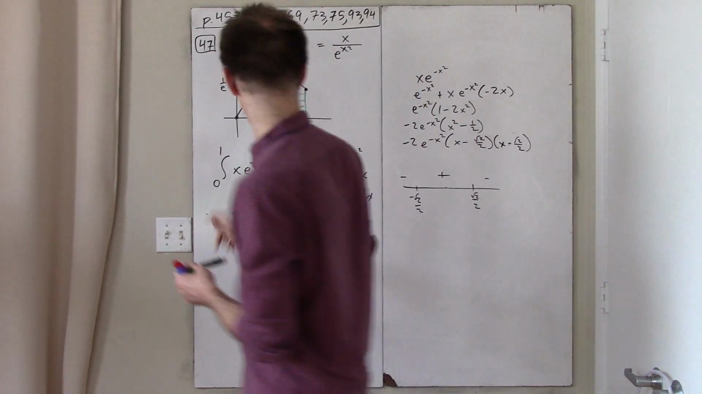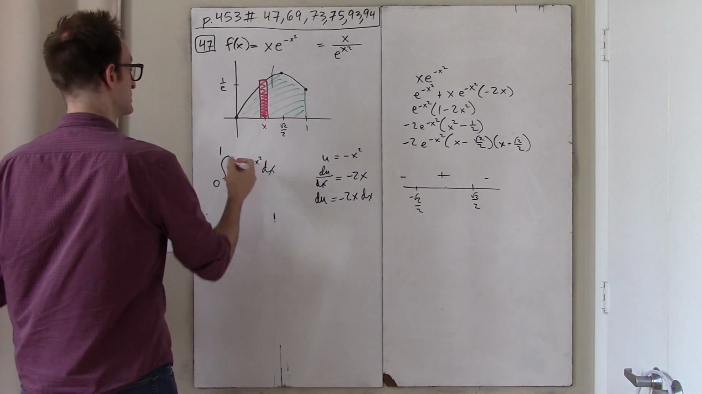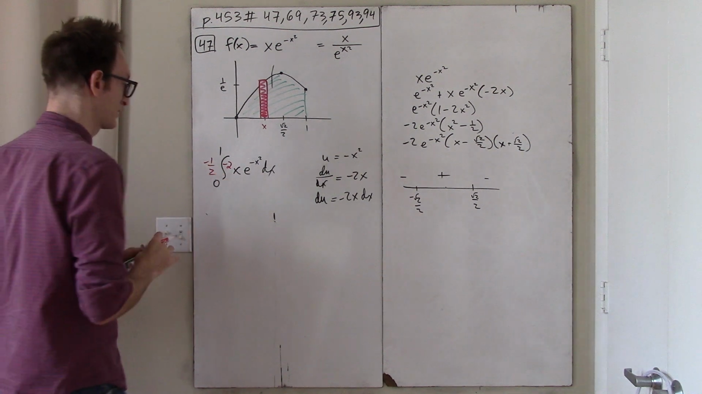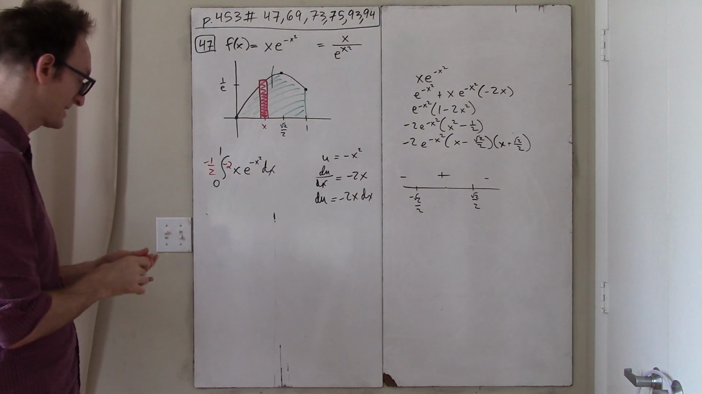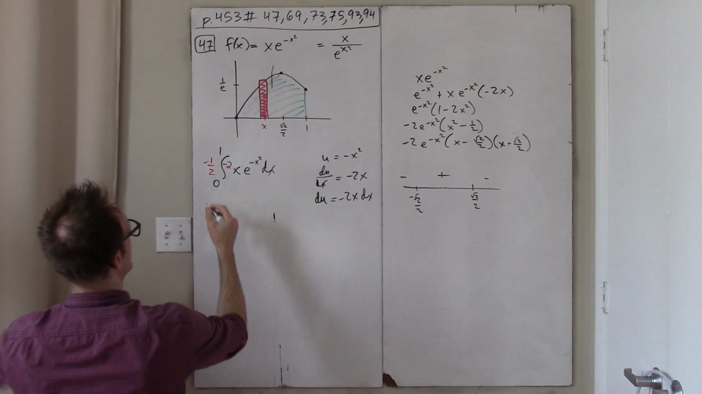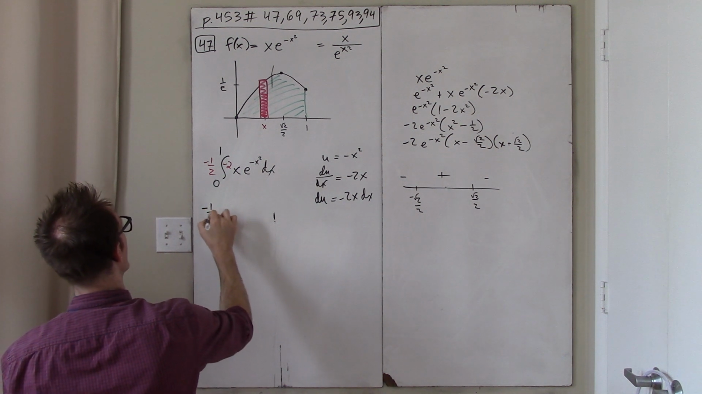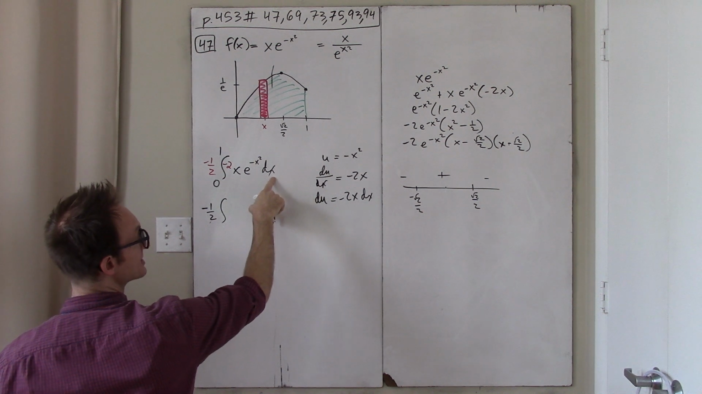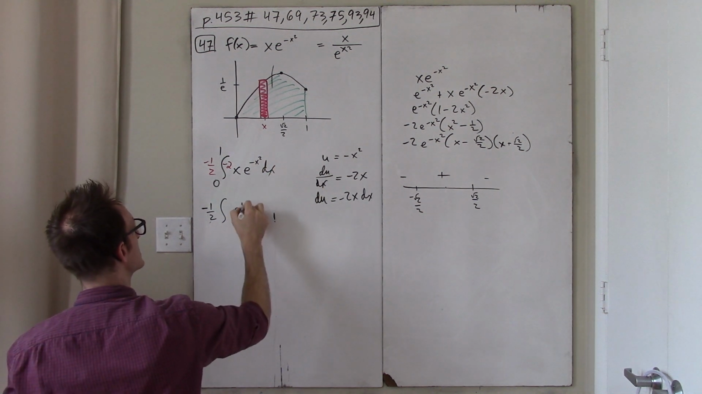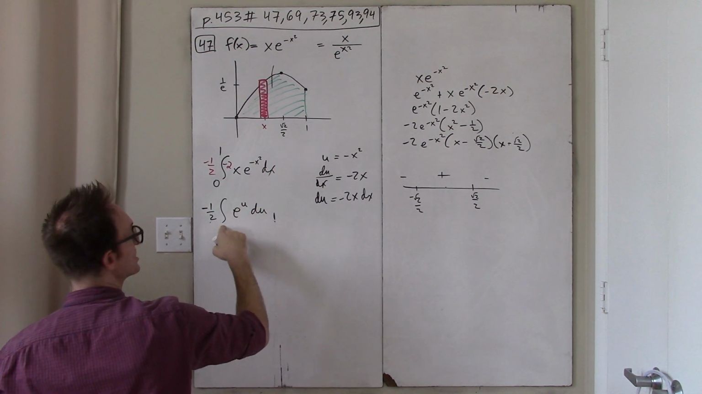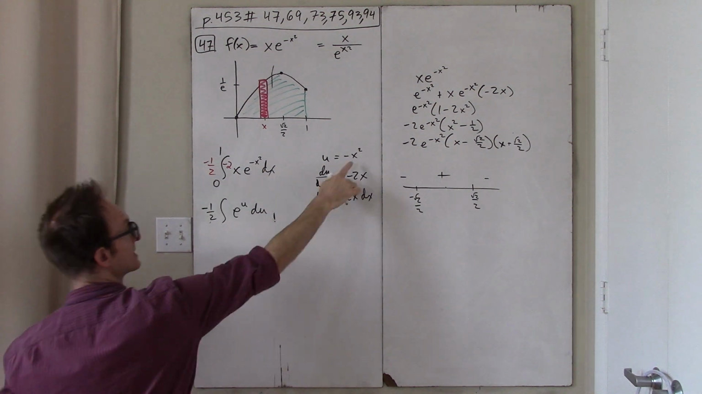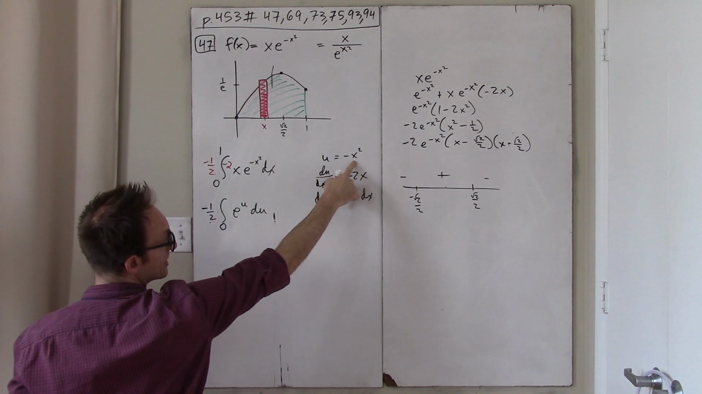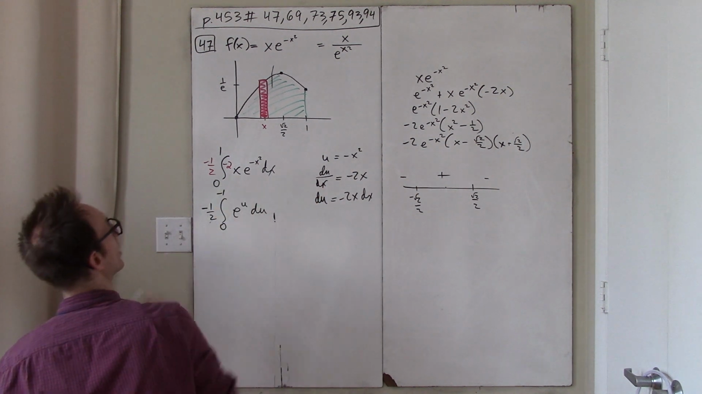There is an x dx in there, so I need to stick in a negative 2 and undo the damage with a negative 1/2 on the outside. And therefore, this whole thing becomes negative 1/2 times, since negative 2x dx is du, the integral of e to the u du. And then I change the limits. When x is 0, u is 0, but when x is 1, u is negative 1.